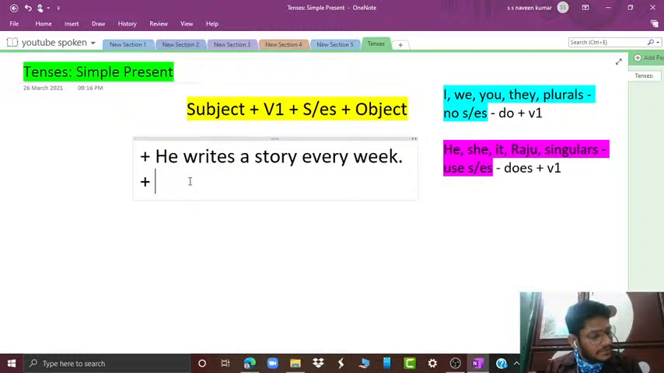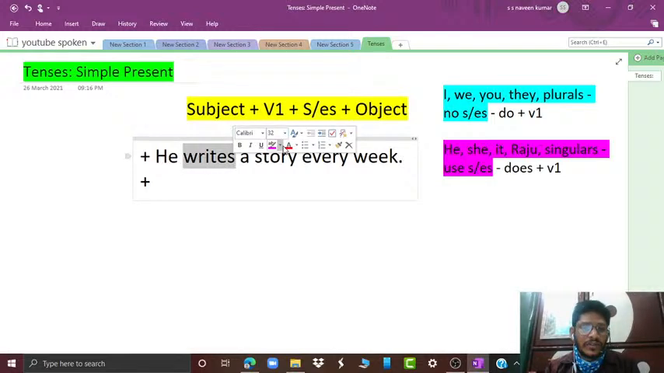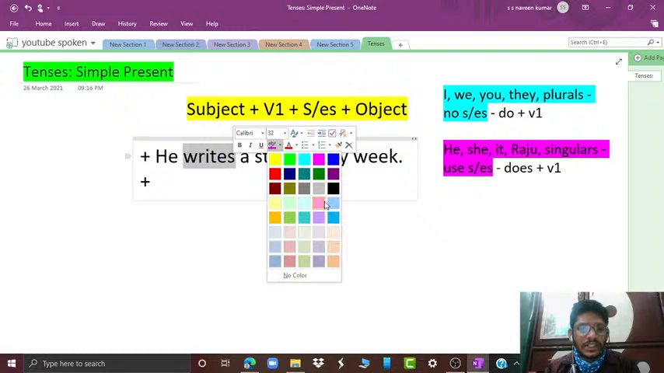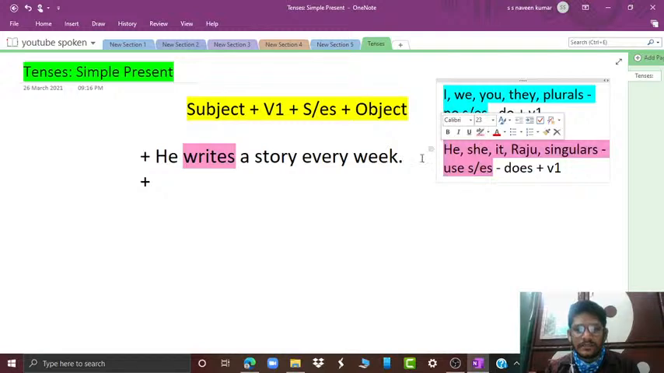That would be right. He doesn't write a story every week. That would be a nice sentence. It's a negative context. Before we write a negative sentence, first of all we have to understand how to split this main verb. This splitting is very important. Very few people focus on this. See, this main verb we have to write as helping verb and main verb. Sir, how? Now we are going to see it in a few seconds.